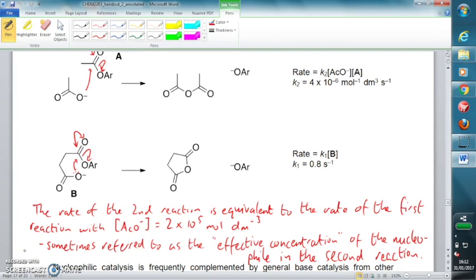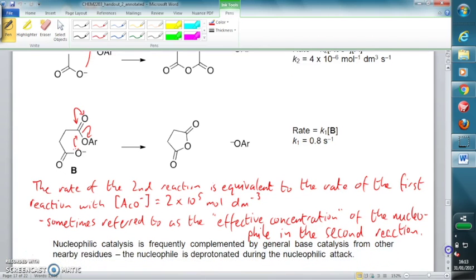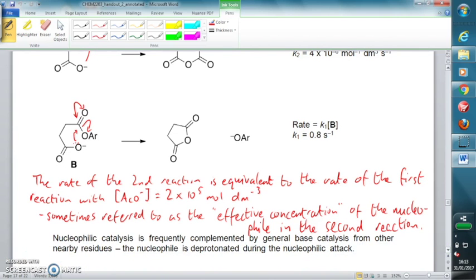Hello. At the end of today's lecture, we'd got to this stage in the handout where we were talking about nucleophilic catalysis. And we looked at these two examples of a non-enzymatic nucleophilic reaction just to show the effect of having a nucleophile held in exactly the right place. So in compound B, we have an intramolecular nucleophile, and we worked out that's equivalent to having a concentration of 2 × 10⁵ molar of the nucleophile, so a really high effective concentration. And this is the type of nucleophilic catalysis that enzymes can use.